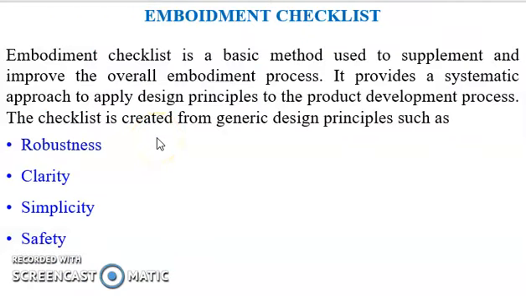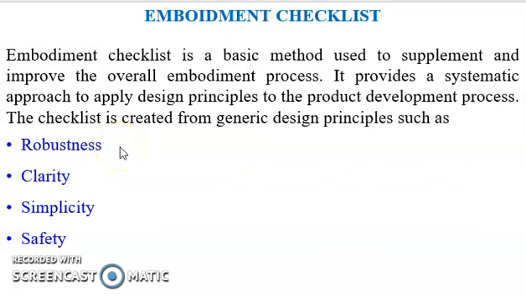Embodiment checklist is a basic method used to supplement and improve the overall embodiment process. It provides a systematic approach to apply design principles to the product development process. The checklist is created from the generic design principles such as robustness, clarity, simplicity, and safety in the product.